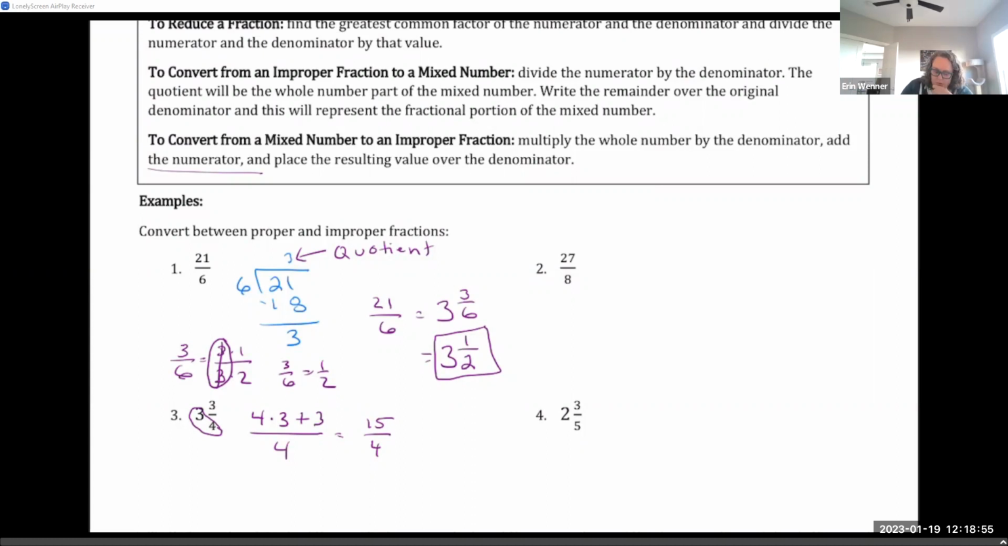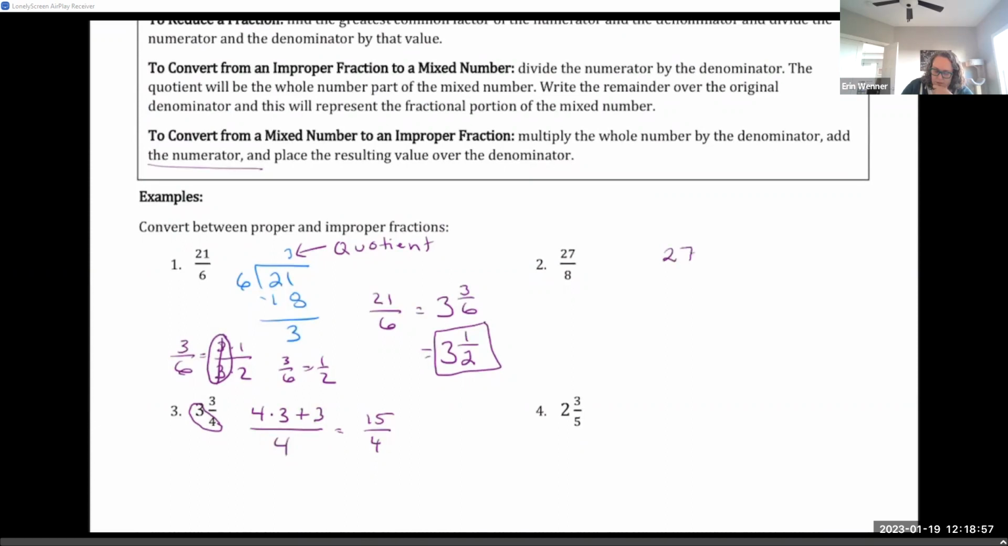So number 2, we're going to do 27 divided by 8. 8 goes into 27 3 times, because 8 times 3 is 24. Subtract those and we get a remainder of 3. So we end up with 3 3/8. And number 4, we're going to take 5 times 2 and then add the 3, placing it back over the denominator. 5 times 2 is 10 plus 3 gives us 13/5.